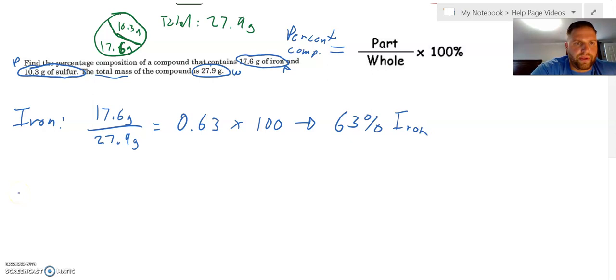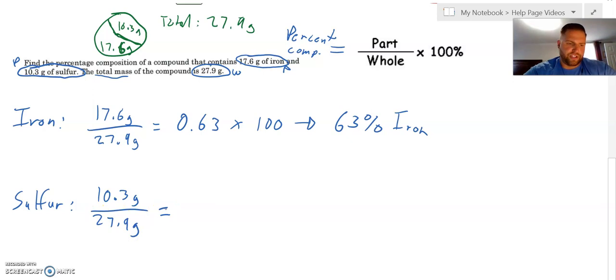All right, here's the next bit. Let's calculate sulfur. So the part is 10.3 grams. Divide that by 27.9 grams. Again, turn that fraction into a decimal.